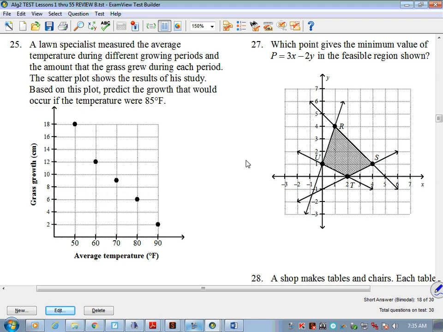So at 85 degrees, we're situated about here, and so we're looking at a position that's somewhere between here and here. That's easy enough to approximate between those two, this position. So we're going to say that our growth would approximately be 4 centimeters. Okay, 4 centimeters is what we would write in there. It would be awfully close to that.